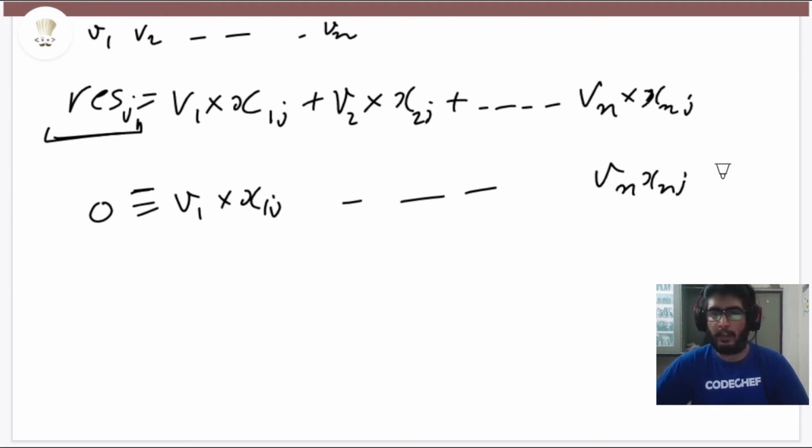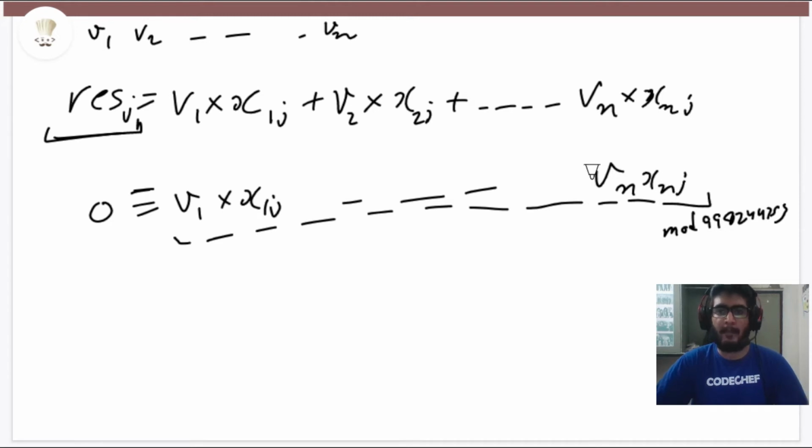Actually, this is congruent to 0 modulo 998244353. We can take the vi xij term on the left hand side and the remaining terms on the right hand side. Let's denote this whole summation minus vi into xij as some value k. So we would have k on the right hand side, which is congruent to vi into xij.